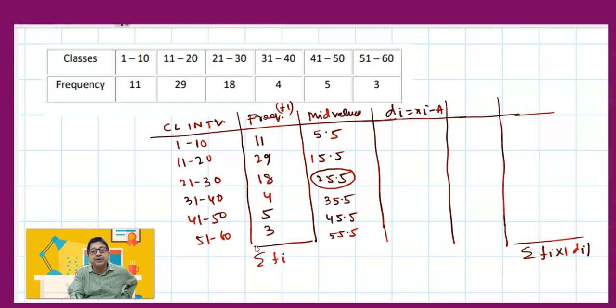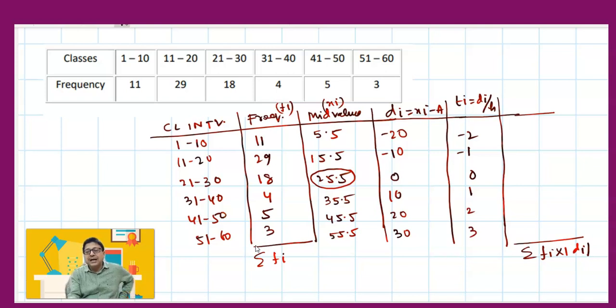When you find di equal to xi minus a, where these are called xi, this will be 0, minus 10, minus 20, 10, 20 and 30. Then ti is equal to di by h, the length of interval, so it will be 0, minus 1, minus 2, 1, 2 and 3. And then find fi into ti. Then sigma fi into ti is also required.